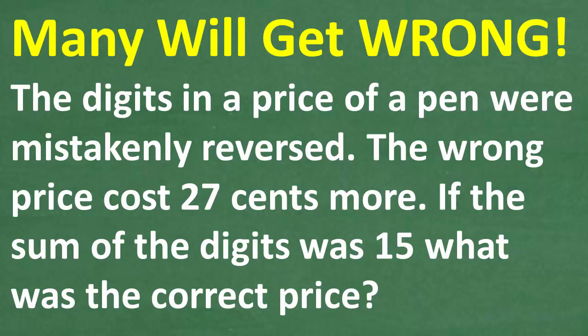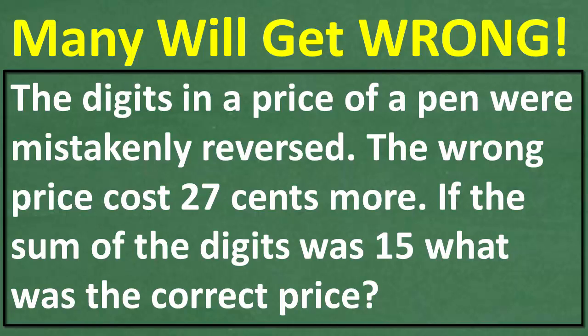So get ready to put your math skills to work to solve this interesting little math word problem. Matter of fact, let me go ahead and read the problem. It is the following. The digits in a price of a pen were mistakenly reversed. Now, the wrong price makes the cost of this pen 27 cents more. If the sum of the digits was 15, what was the correct price of the pen? Okay, so that is the question.